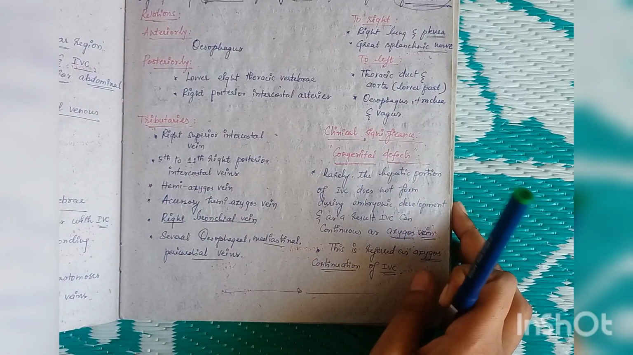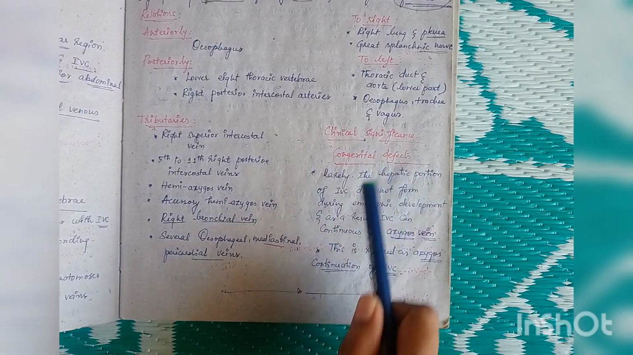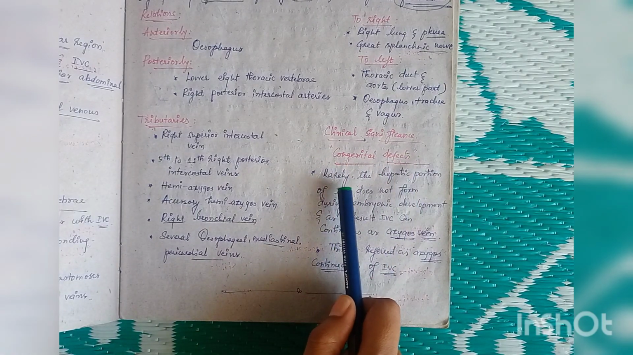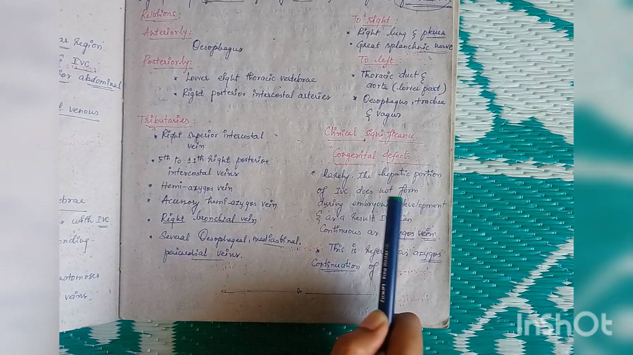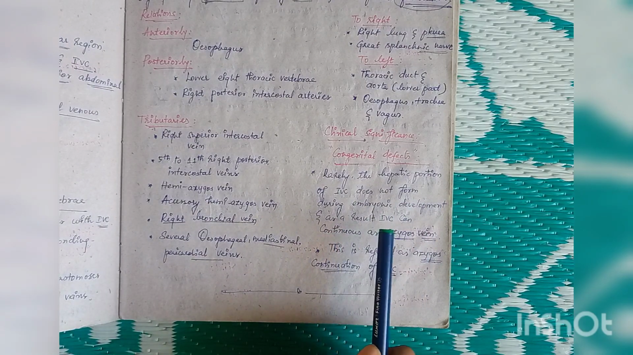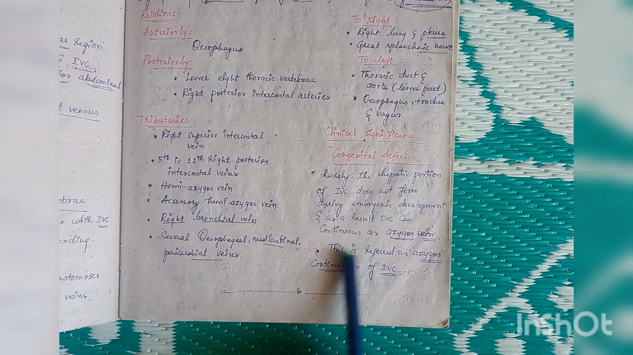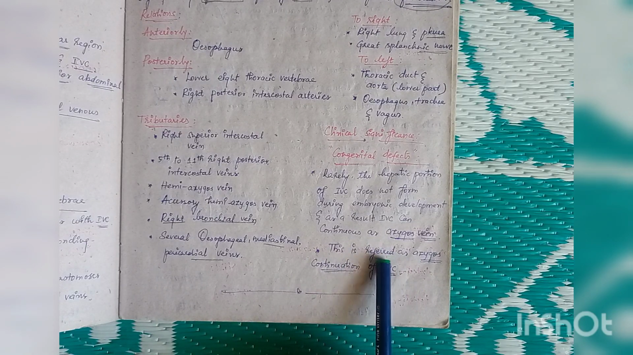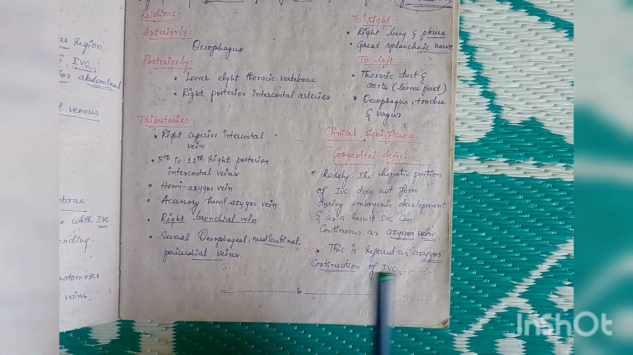Clinical significance. Here, congenital defect. It is a rare condition. The hepatic portion of the inferior vena cava does not form during embryonic development, and as a result, the inferior vena cava continues as the azygos vein. So this is referred to as azygos continuation of the inferior vena cava. Let us stress here: it is referred to as azygos continuation of the inferior vena cava.